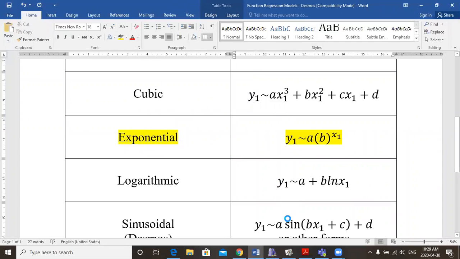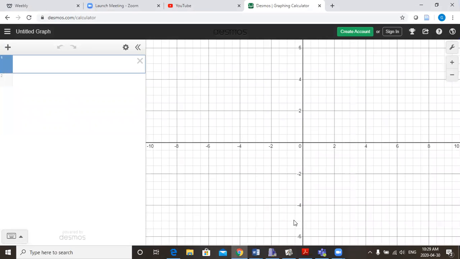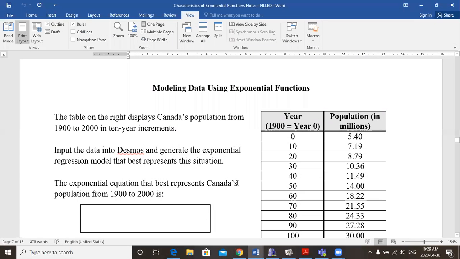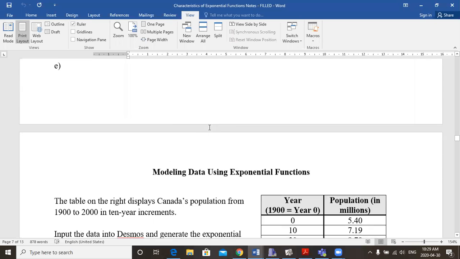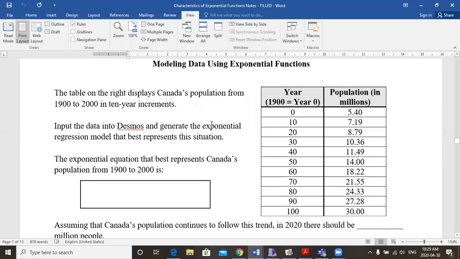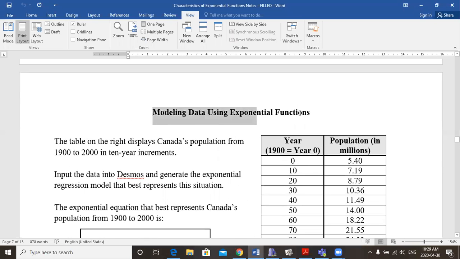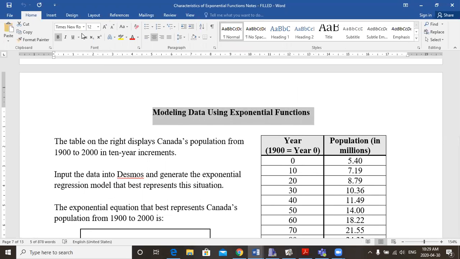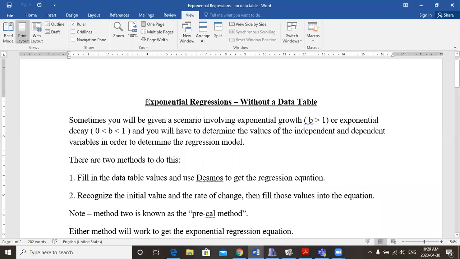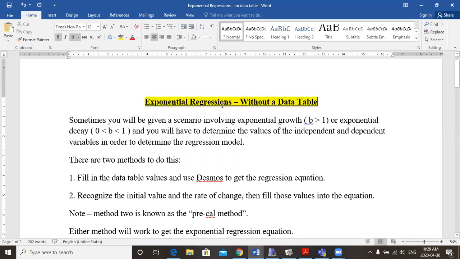If we refer then to our note set, you had the note set from Monday, and then the note set I asked you to download today from the Microsoft Teams site. You should have the characteristics of exponential functions. If you want to turn to the page that says modeling data using exponential functions, that's what we're going to be looking at today. As well, the note set on exponential regressions without a data table, we're going to be looking at that as well.